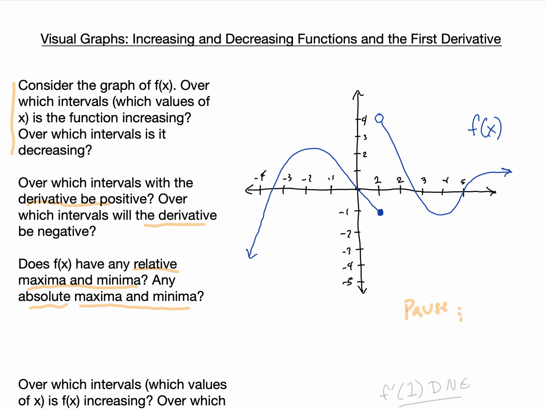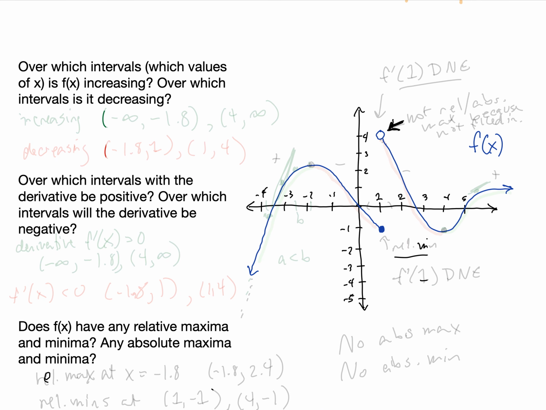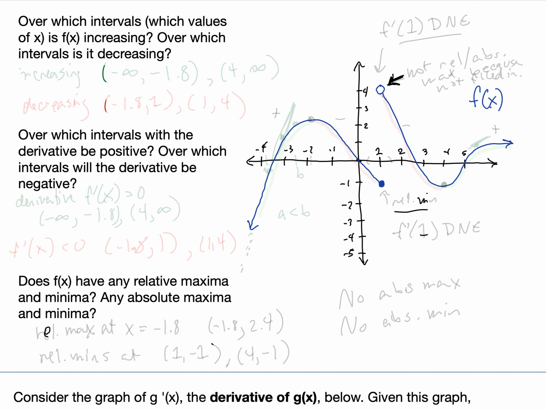Over which intervals is the function increasing, and over which intervals is it decreasing? So we know that the definition of increasing is that for any a and b over the interval where a is less than b, the output f of a is less than the output f of b. So that's the official definition, but we can also just look at it visually and see that over this entire interval, up until this point, f of x is increasing.